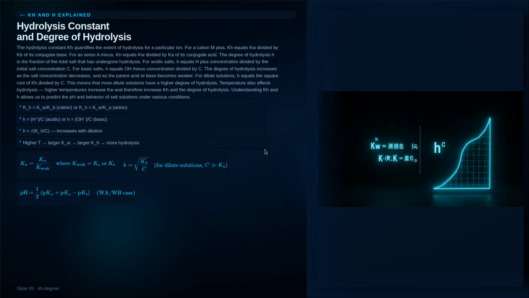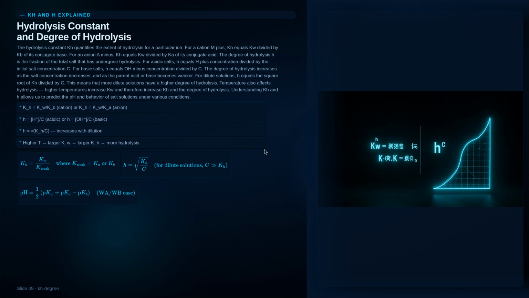The degree of hydrolysis, h, is the fraction of the total salt that has undergone hydrolysis. For acidic salts, h equals H+ concentration divided by the initial salt concentration C. For basic salts, h equals OH- concentration divided by C. The degree of hydrolysis increases as the salt concentration decreases and as the parent acid or base becomes weaker. For dilute solutions, h equals the square root of Kh divided by C. This means that more dilute solutions have a higher degree of hydrolysis.